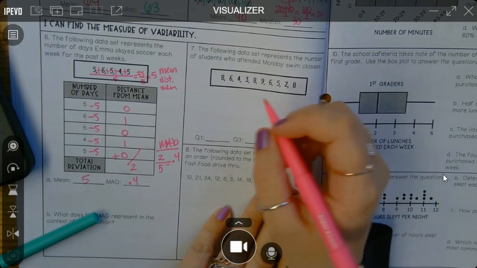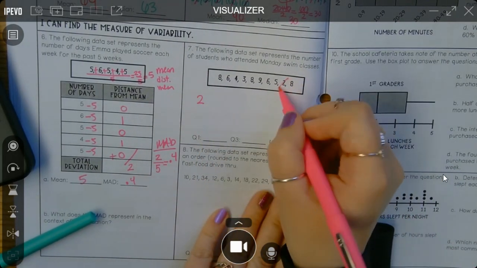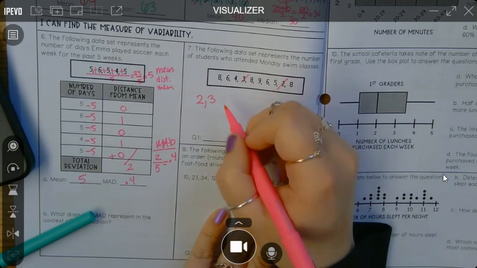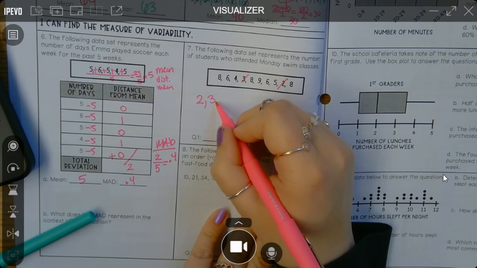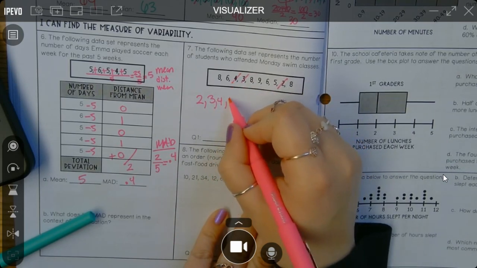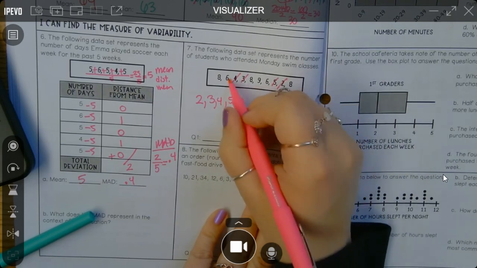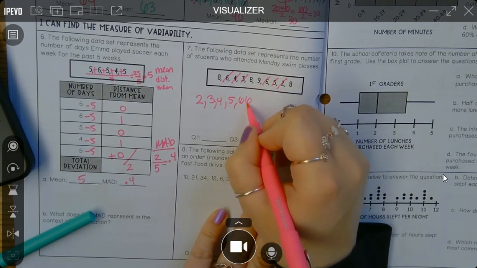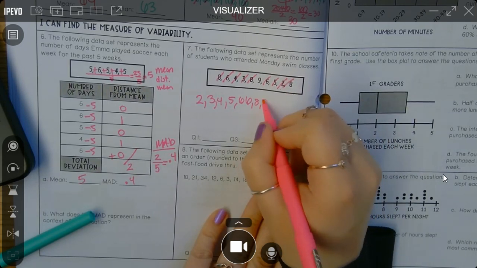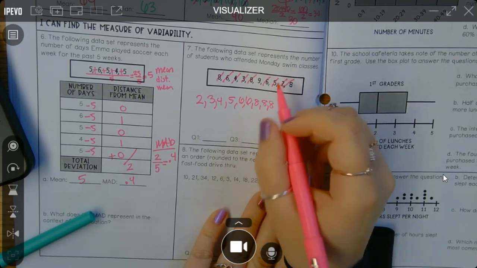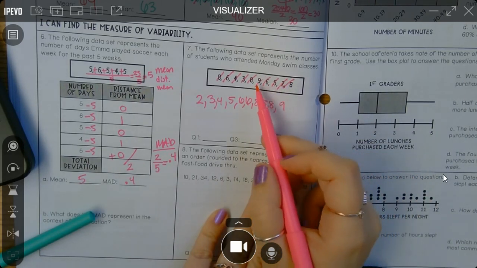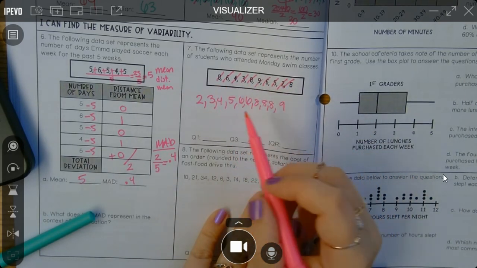So my smallest number is 2, and then my next number is 3. My next one is 4, and then I have a 5, and then I see 2 6s, 1, 2, 3 8s, and finally a 9. Okay, double check. 1, 2, 3, 4, 5, 6, 7, 8, 9, 10 numbers.